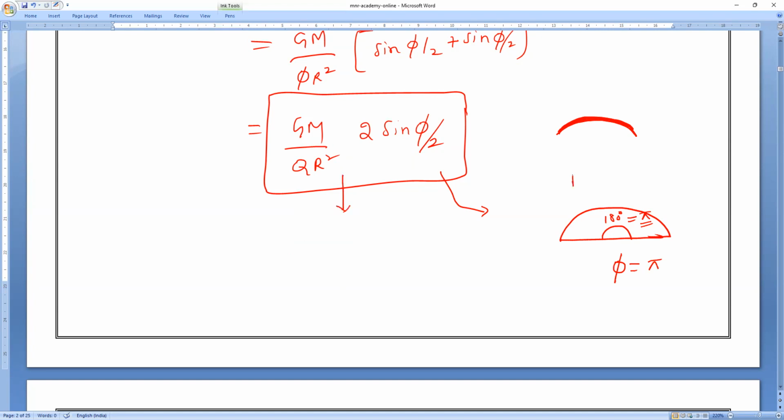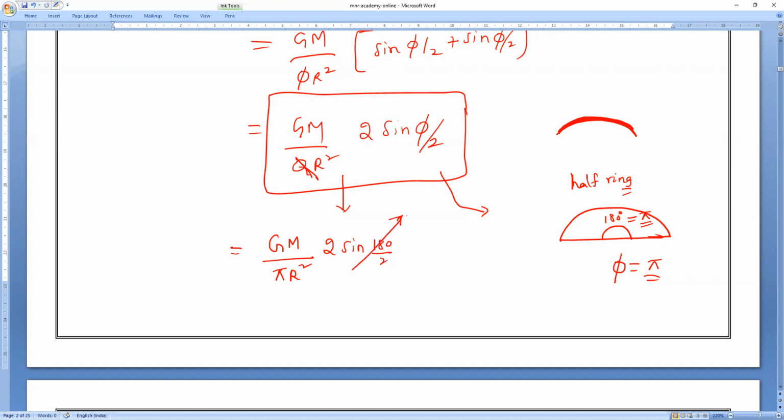Apply this for the half ring. All of you observe very carefully. If I take the half ring, GM divided by pi r square, next 2 into sine phi by 2. So sine of 180 by 2, that is 90.